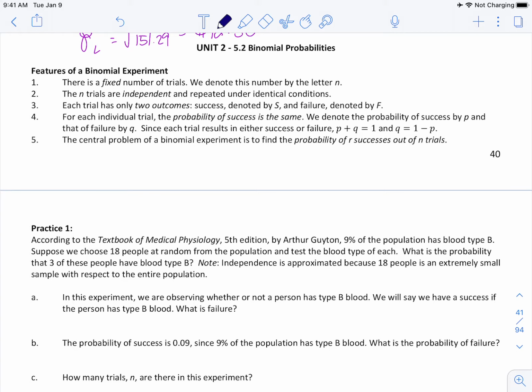Since each trial results in either success or failure, P plus Q equals 1, and Q is equal to 1 minus P. The essential problem of a binomial experiment is to find the probability of R successes out of N trials.